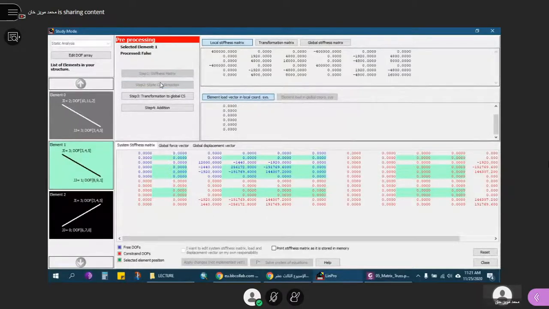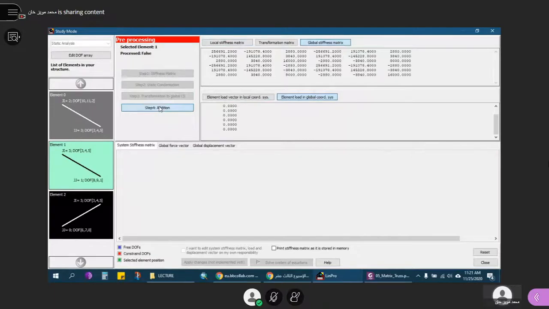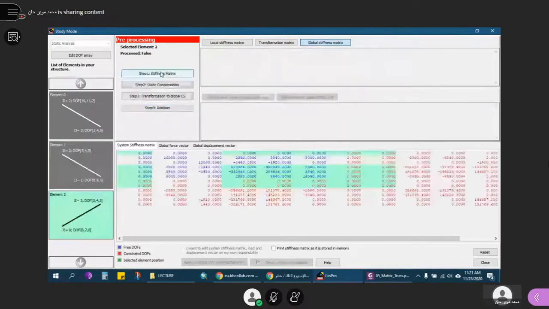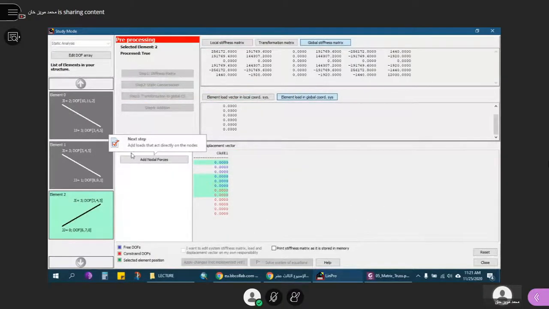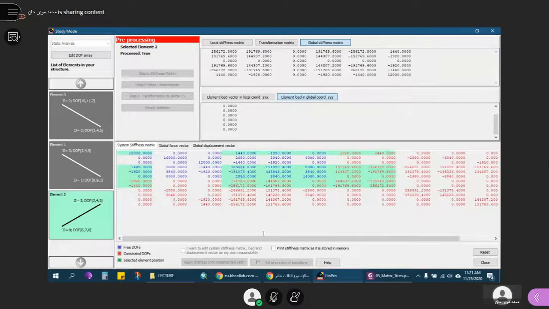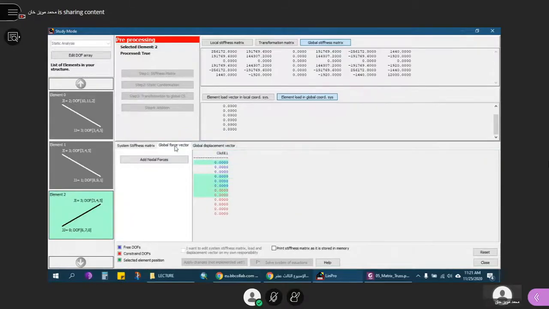I'll repeat the same steps for this one, element 2, stiffness matrix, steps 2, 3, and 4. So now, what do you say? The stiffness matrix is ready. Your global stiffness matrix, you have performed for each element. This is ready. Next comes the global force vector, which means you need to add the external forces acting on the structure.